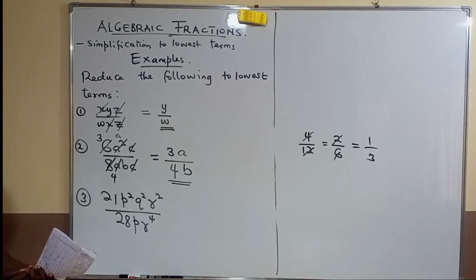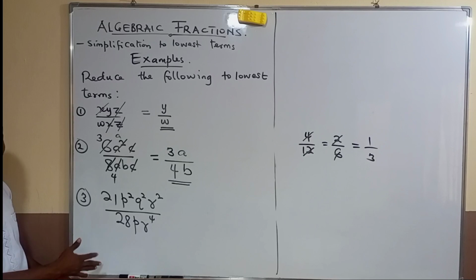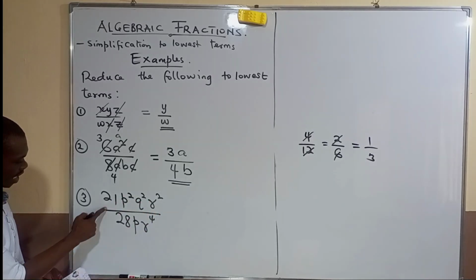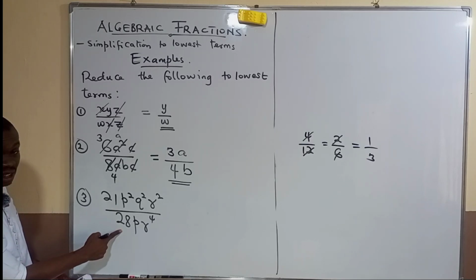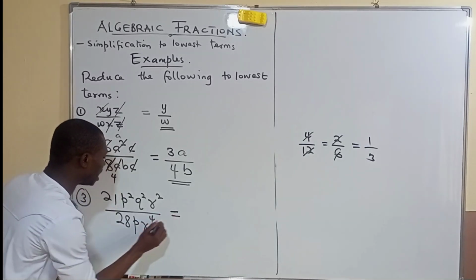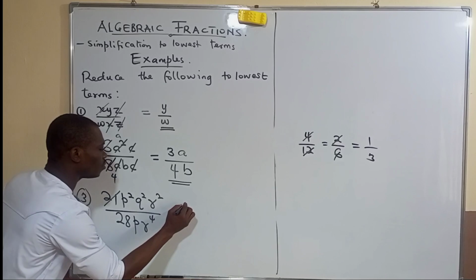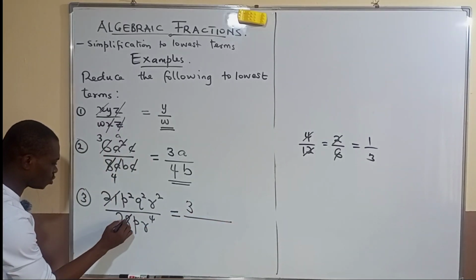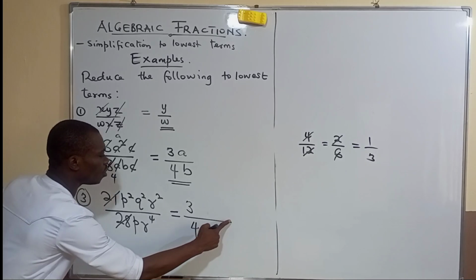So what do you do there? The same. You look for the numbers, you look for their common factors, and then for the alphabets too. Here, I can see 7 can divide into 21 and divide into 28. So I can quickly do that. 7 into 21 will give me 3, and 7 into 28 will give me 4.